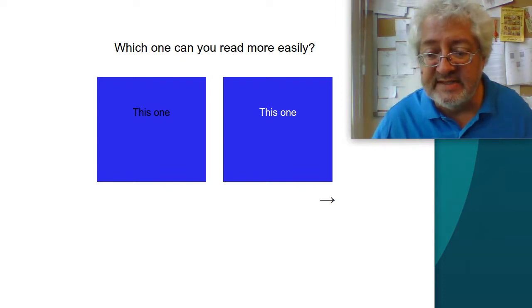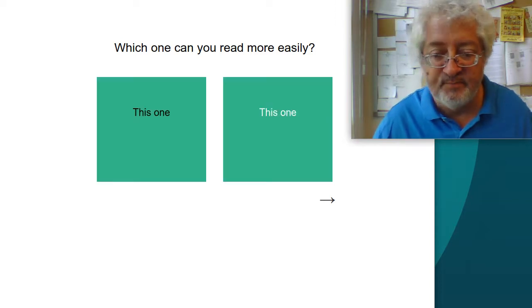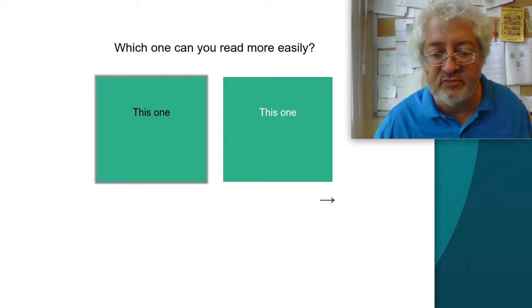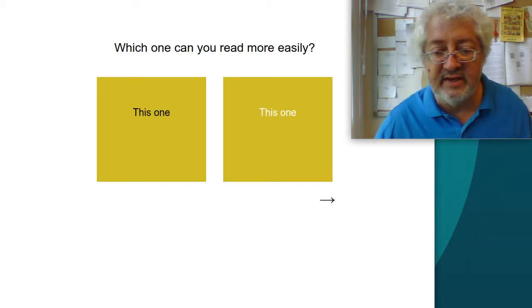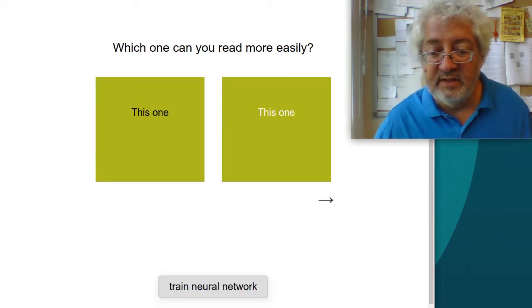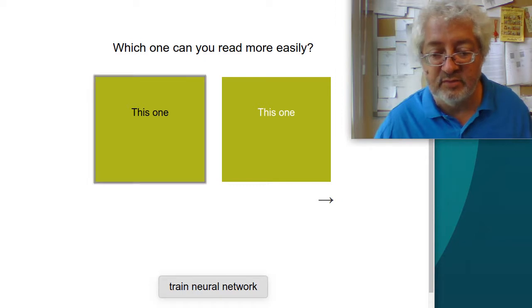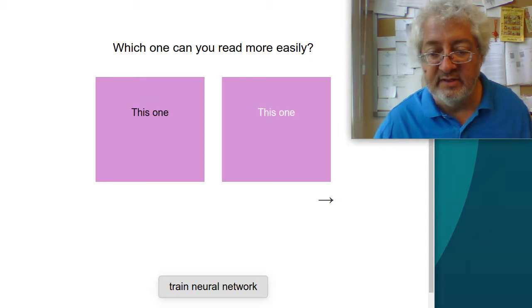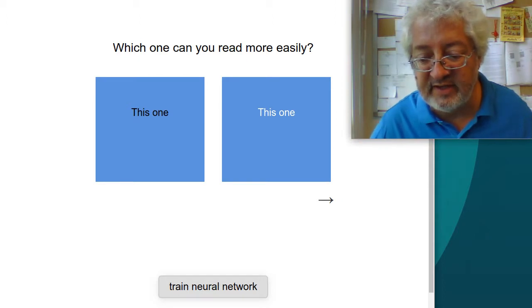So let's try this. I will now click on the right, this one. Now here we have again to think which one we want to say is easier to read. For me, I would probably say the left one. Here clearly the left one. Here perhaps the right one. Here very clearly it is the right one. The left one is almost unreadable. Here it is probably the left one. Here it is the right one. Here it is the right one. Here it is the left one. Here it is the right one. Okay, so this should be enough. I can now say train the neural network.